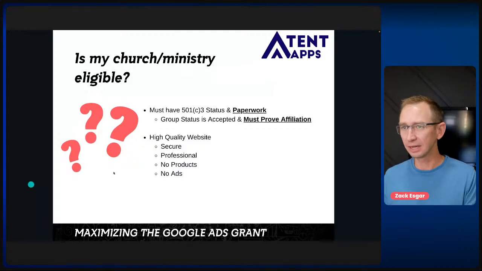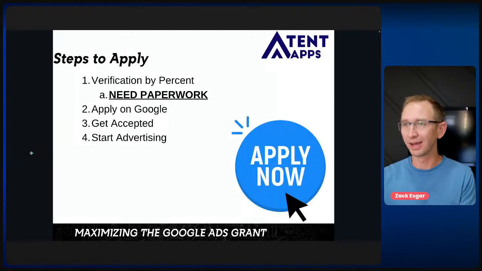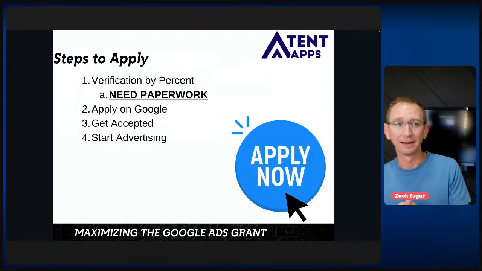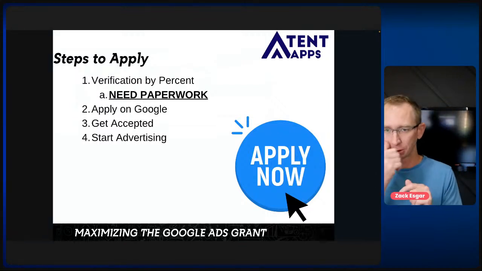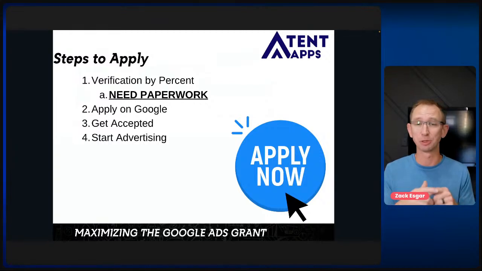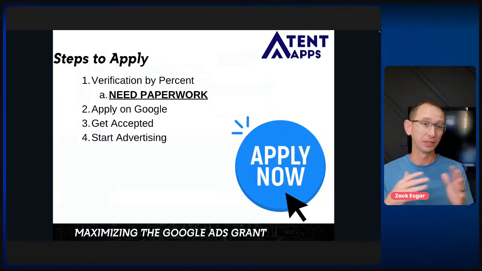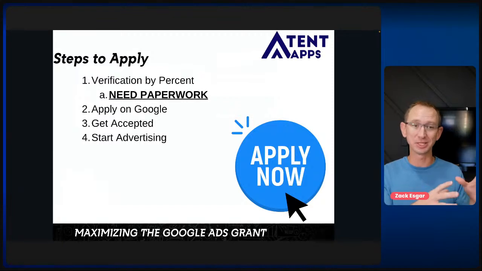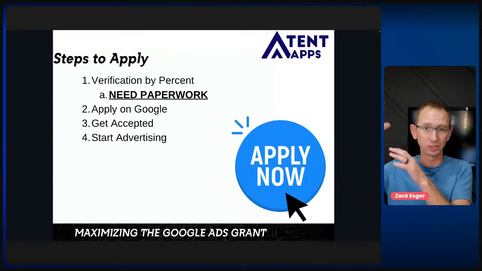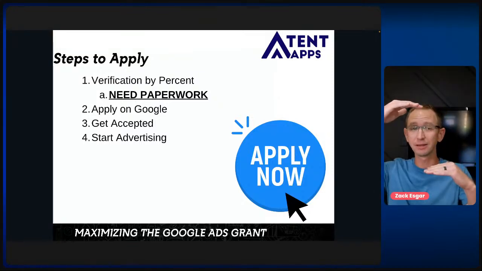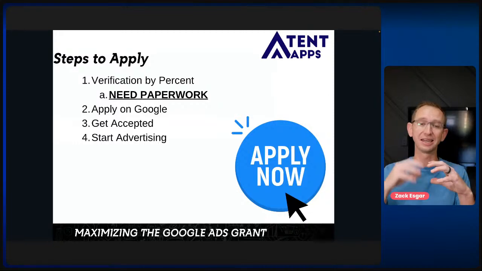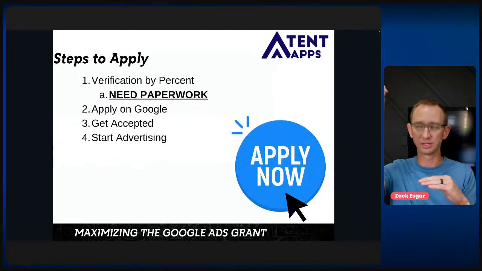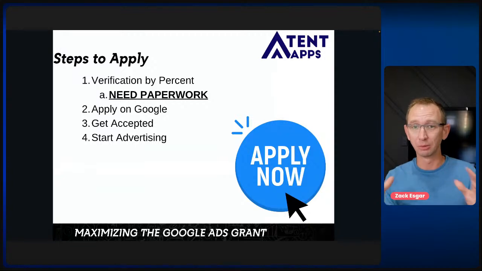So let's take a look now at steps to apply. This might help answer your question, Angel, on that initial investment. Really, there's no monetary investment, but there is some time investment. You do need paperwork, and this is the biggest thing we would stress: make sure you find your 501c3 paperwork. If you're part of a denomination, they have the 501c3 and you're underneath their umbrella, you need some type of paperwork that you can scan and send to Google and say, we're affiliated with this 501c3.